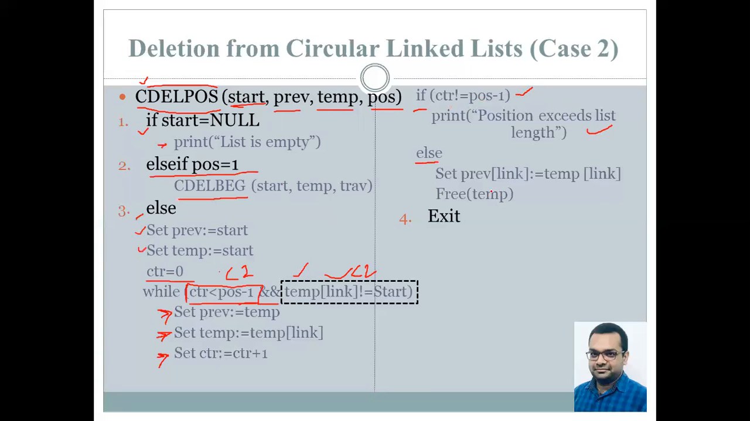Else we set previous link equal to the temp link. That is, previous is made to point to the successor of temp. And then we free temp, that is, the memory allocated to temp.